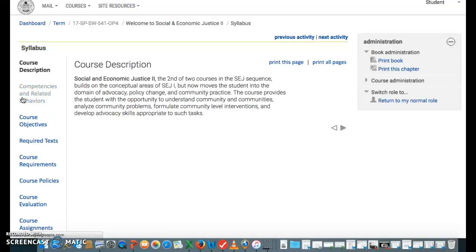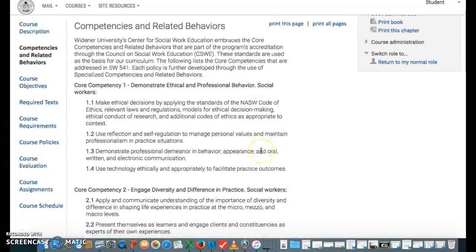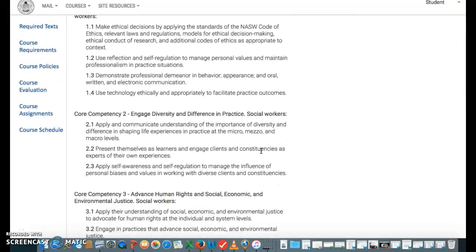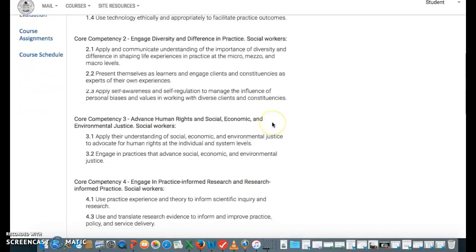Just in regards to a few of the competencies and related behaviors, you're going to be looking at really engaging in diversity and different practices, presenting yourself as not only a learner, but as someone who engages different clients and constituencies in the community context. So that's really important for this course and the assignments that you'll be doing.